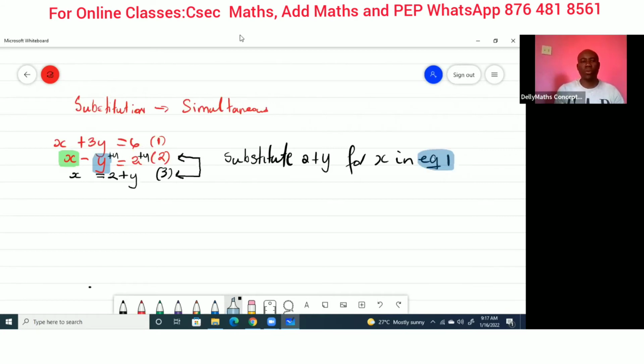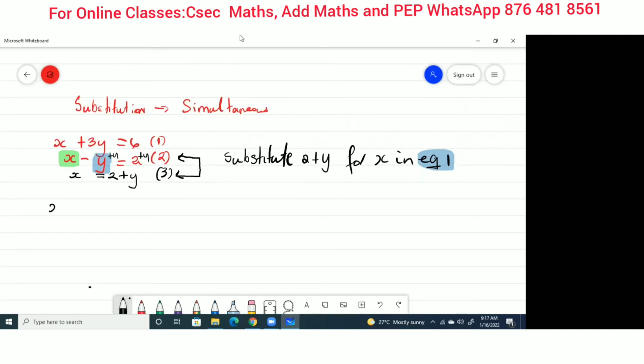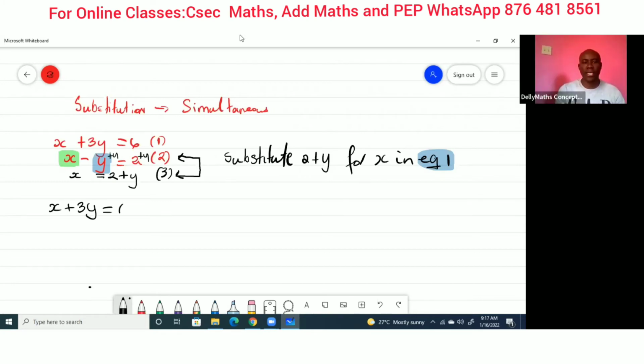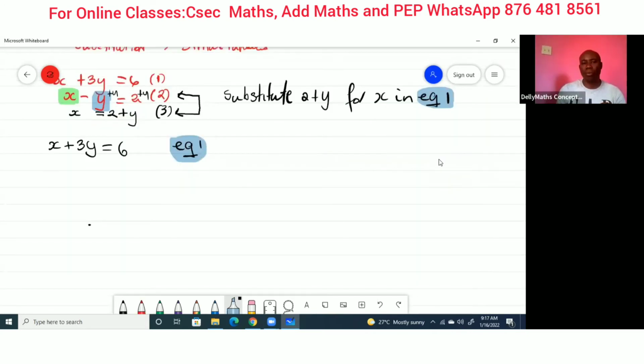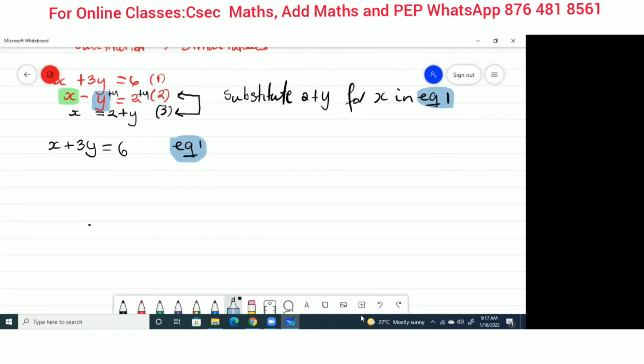So we would love to write equation 1 here. It's x plus 3y equals 6. This is equation 1. So what we're about to do now is to substitute 2 plus y where x is. So if you check this out, definitely we're going to put 2 plus y. 2 plus y.